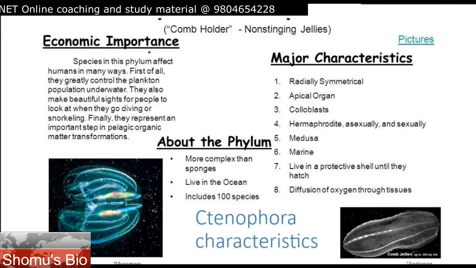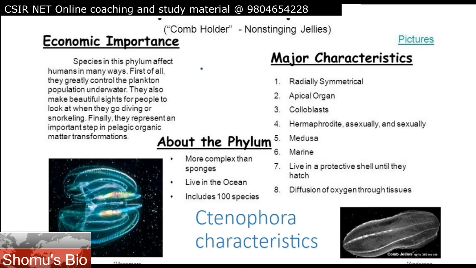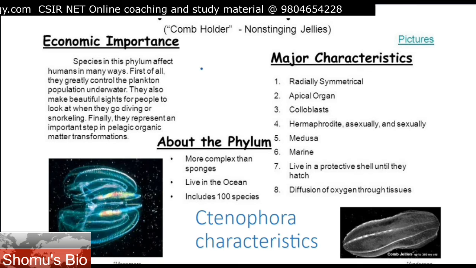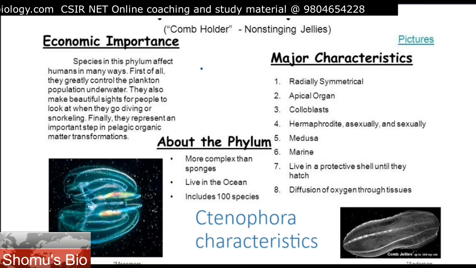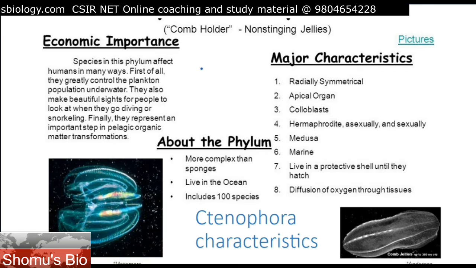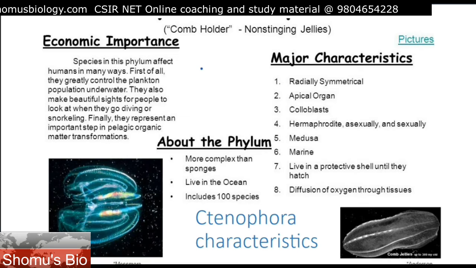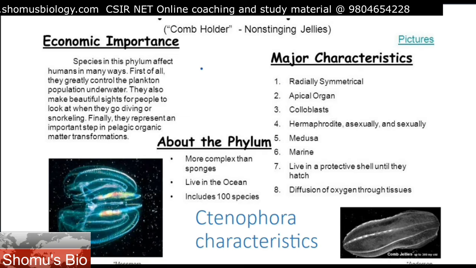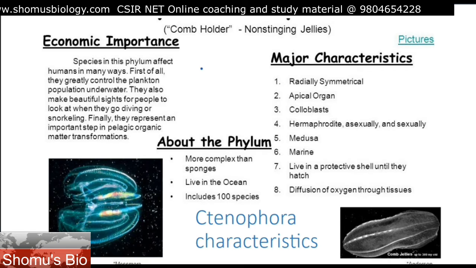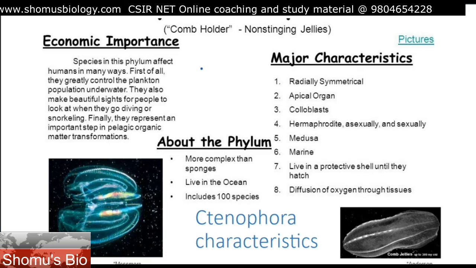Now there is an economic importance for this type of organism. The reason mostly because it affects humans in many ways. Generally, to control the plankton population underwater is very important, because plankton population regulates the higher level of organisms in the aquatic ecosystem, because the phytoplanktons are the ones on which all the other organisms depend for survival. That's one very important thing. Apart from that, humans like jellyfish, because they store them for aesthetic purposes in underwater aquariums and stuff like that.